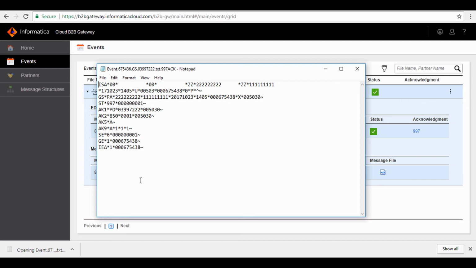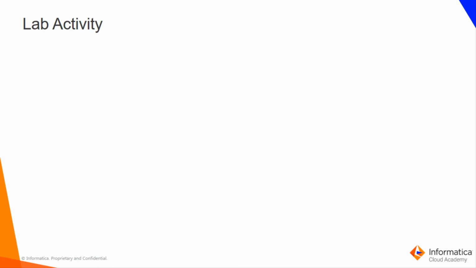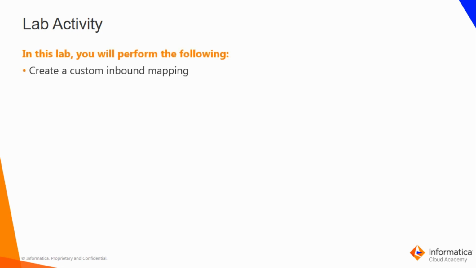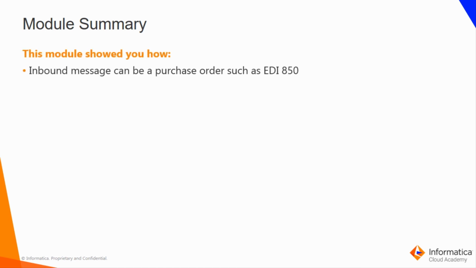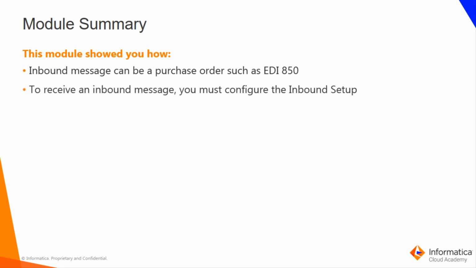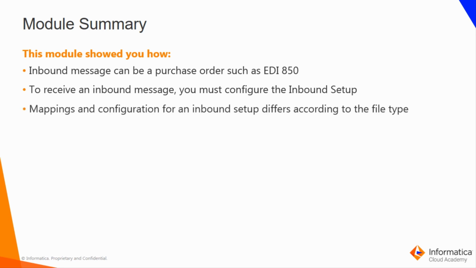This concludes the demo. In this lab, you'll perform the following: create a custom inbound mapping and configure the inbound page to create a partner. This module showed you how inbound message can be a purchase order, such as EDI 850. To receive an inbound message, you must configure the inbound setup. Mappings and configuration for an inbound setup differs according to the file type.